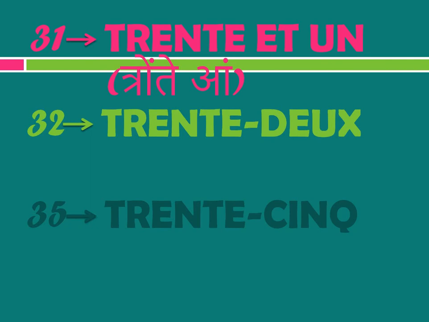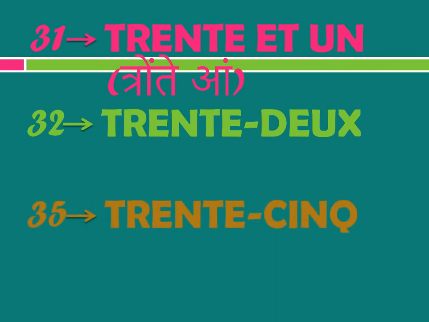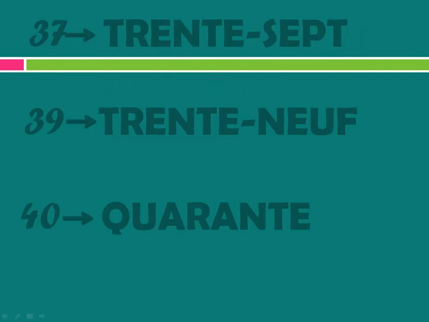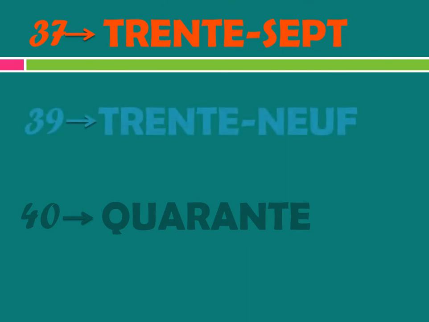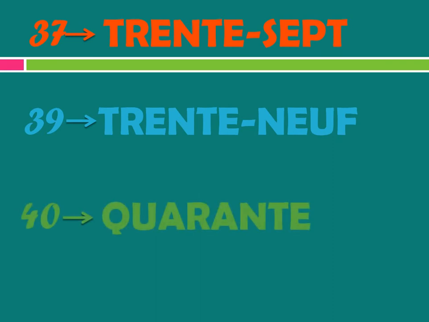35 is 5 added with 30. Trente-cinq, trente-cinq. 37 is 7 added with 30, that is trente-sept. 39, 9 added with 30, so it is trente-neuf. 40 is quarante.